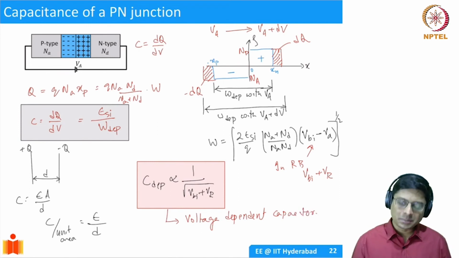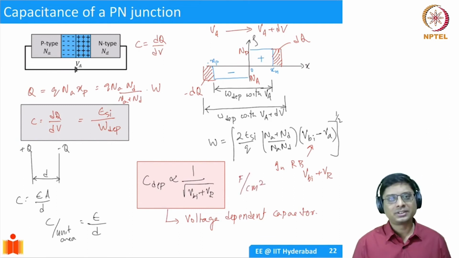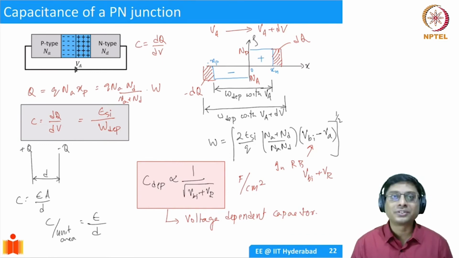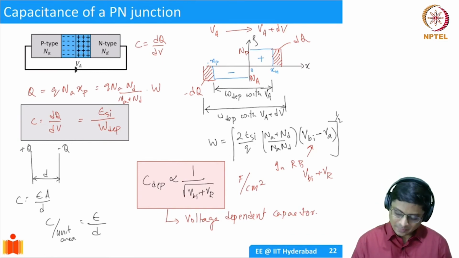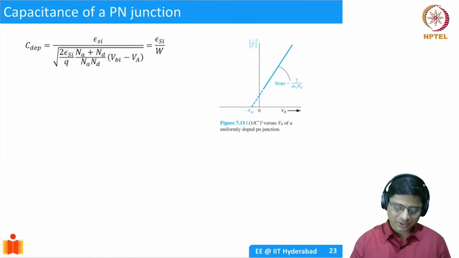And if you do the math carefully, you should also find out what the units are, and the units turn out to be farad per centimeter square. That's how we'll represent the capacitances. Okay, all right. So what is it useful for? It has applications. I just wrote out the expressions, you'll work it out and verify that this expression is indeed correct.